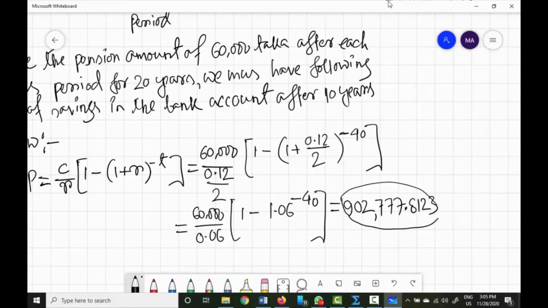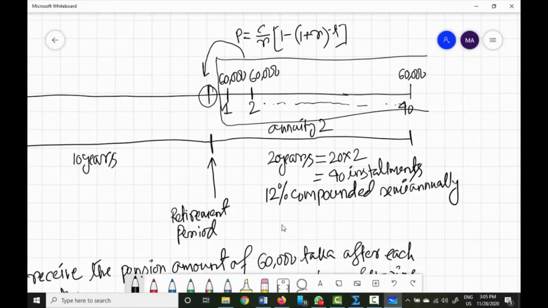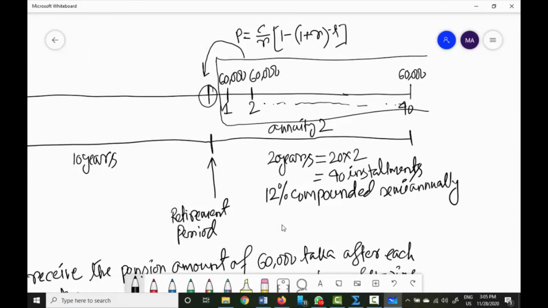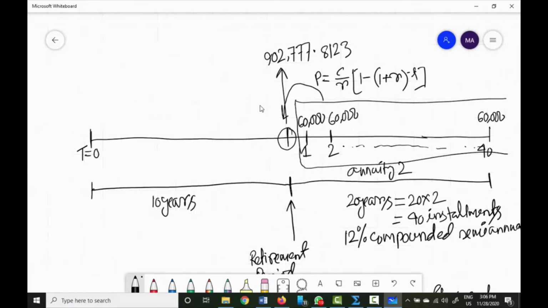That means after 10 years you must have this amount of taka, this amount of savings in your bank account. So this is the amount you will need after 10 years in the bank account.